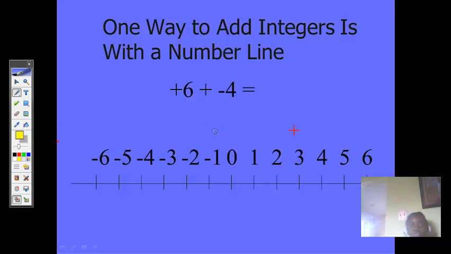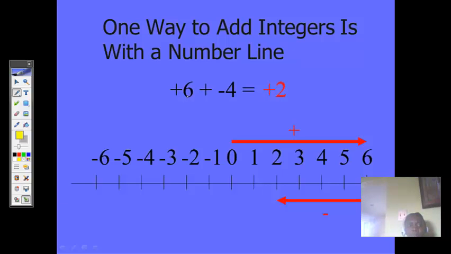Again, I'm going to start at 0 and move 6 units to the right. And from my position at positive 6, I need to move back 4 units to the left. So from here I go 1, 2, 3, 4. I move back 2 units to the left, and our answer will be positive 2.